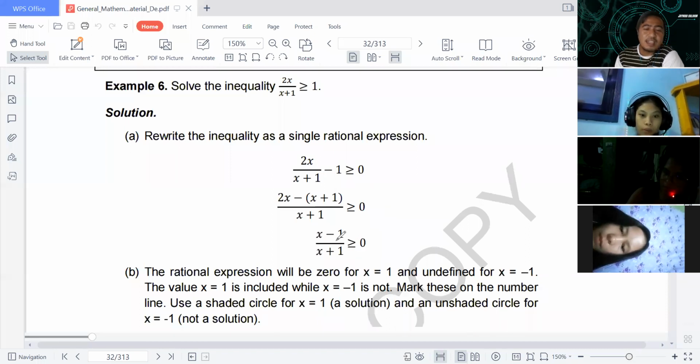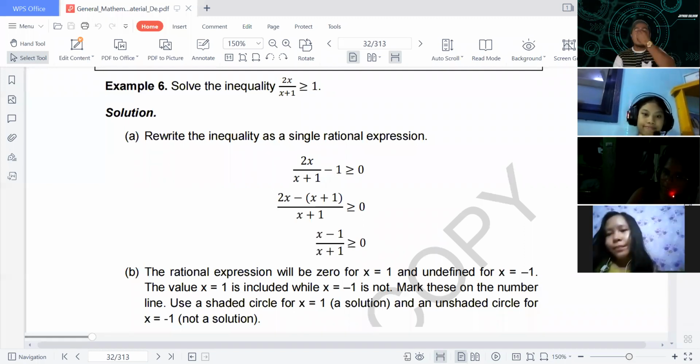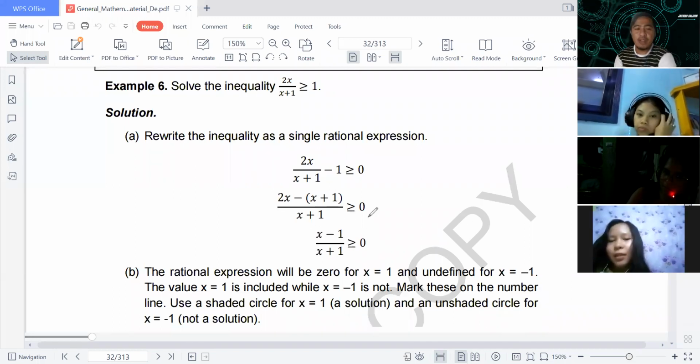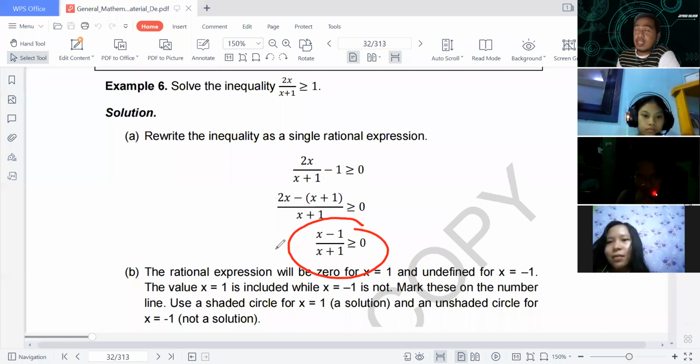Zero. Is the left side a single fraction already? Single, sir. So that is the step number 1. Step 1 only. What you will do next, the very next thing, is to factor out the numerator and the denominator if possible to factor out.